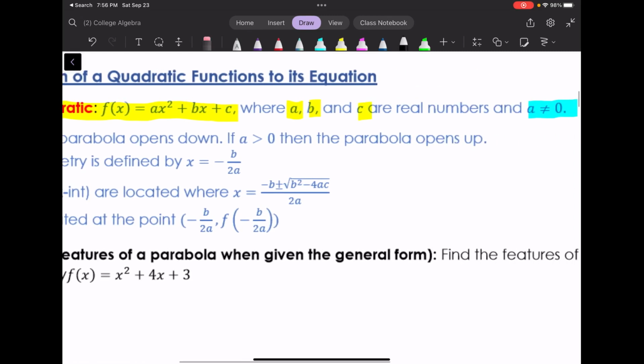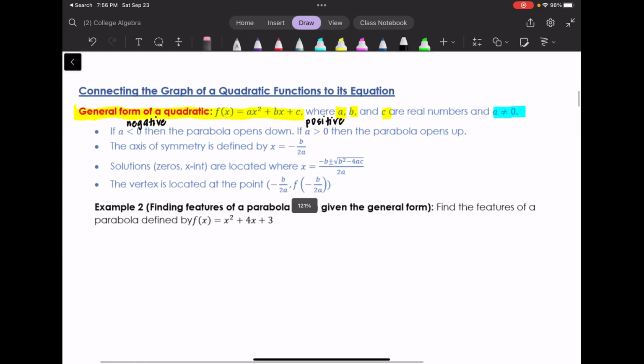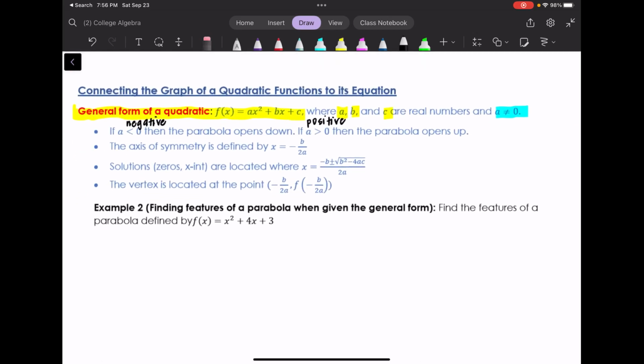If a is greater than 0, then the parabola opens up. In other words, if a is positive, right? Because being greater than 0 indicates a number is positive. We can define the axis of symmetry by x equals negative b divided by 2a. And we just pull those numbers out of the function and plug them into that formula.